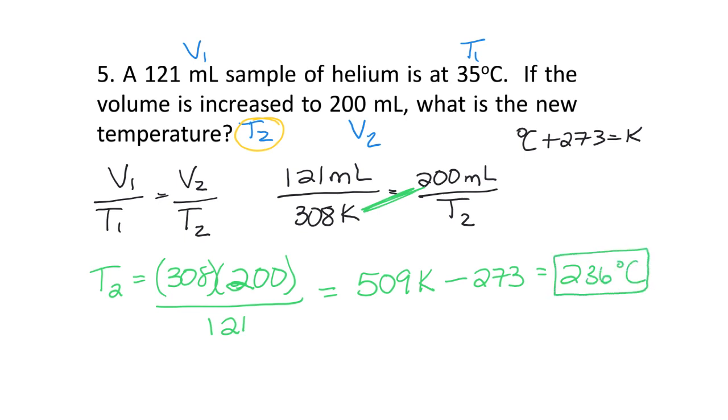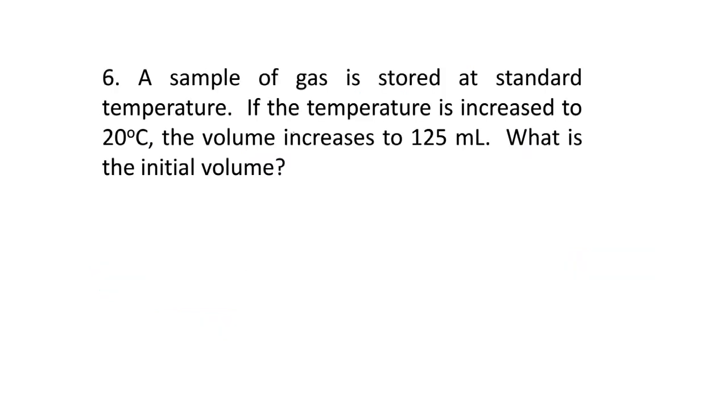Okay, pretty simple. Let's go on to the next one. Okay, a sample of gas is stored at standard temperature. So there's a T1. If the temperature is increased to 20 degrees Celsius, so now I have a T2, so I'm going to go ahead and put that as a T2, the volume increases to 125 milliliters. I know that's V2 because it's connected. It's in the same sentence as the 20 degrees Celsius, which is our T2. Plus, it's also asking for the initial volume, which is V1.